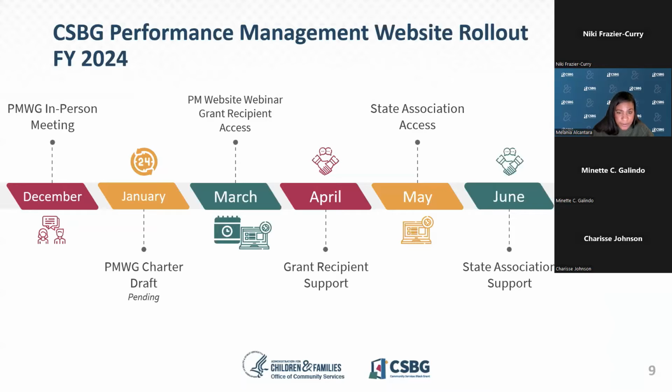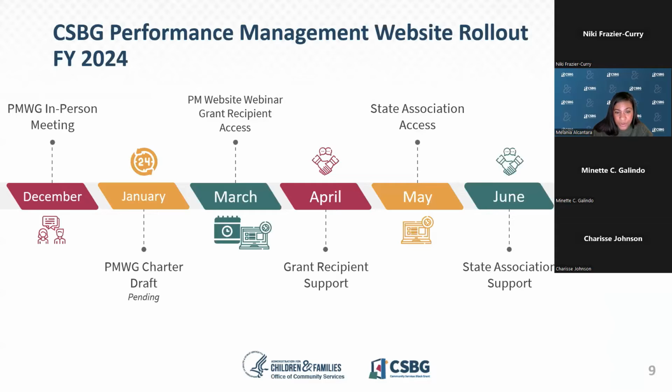In December, OCS held an in-person meeting with the Performance Management Working Group, as well as a few representatives from state associations and NASCSP to discuss the next steps and the use of the Performance Management website as we prepared for this initial launch. As a follow-up to the in-person meeting, OCS began drafting the Performance Management Working Group charter, and today we are having the Performance Management website webinar as the first introduction, and we'll begin emailing CSBG grant recipients to provide access to the website no later than tomorrow.